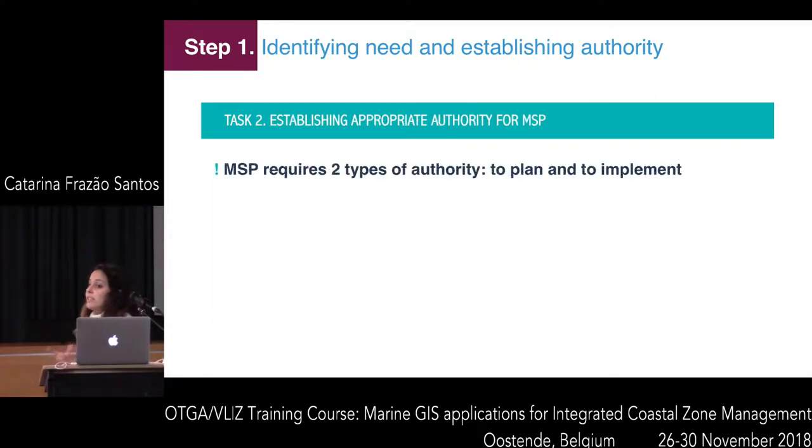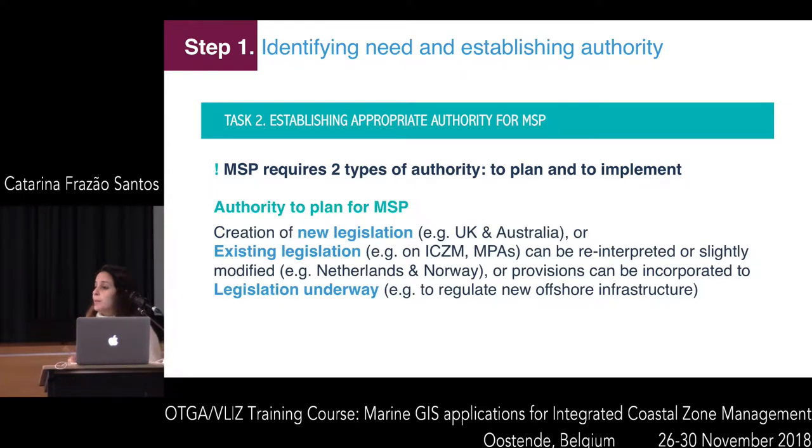And so after identifying why we need MSP, we need to establish the ways to implement it, the authority to implement it. And there are two types of authority in marine spatial planning: the authority to plan and the authority to implement it. And so the authority to plan has to do with having legislation. And this can be done with creating new legislation, as it was the case for Australia, for example. It can also be done by using existing legislation that can be slightly adapted or reinterpreted or even amended.